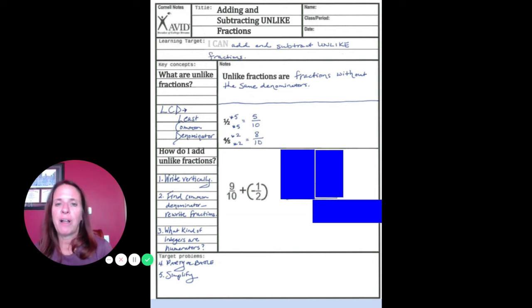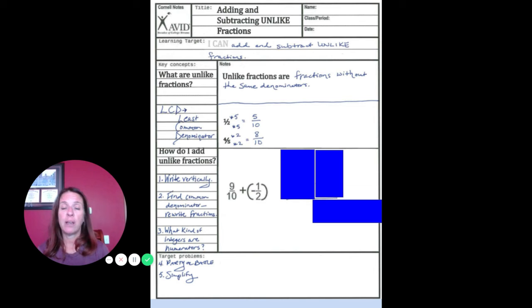Some steps that we're going to follow. If your problem comes to you horizontally, like this one has, we're going to ask that you rewrite it vertically so that you can line up your equivalent fractions and keep those in order a little bit better. You're going to find that common denominator, that LCD, and you're going to rewrite the equivalent fractions. And then we're going to start the process of adding. What kind of integers are in the numerators? Is it a party or battle? And then simplify. So our problem today is 9/10 plus negative 1/2.